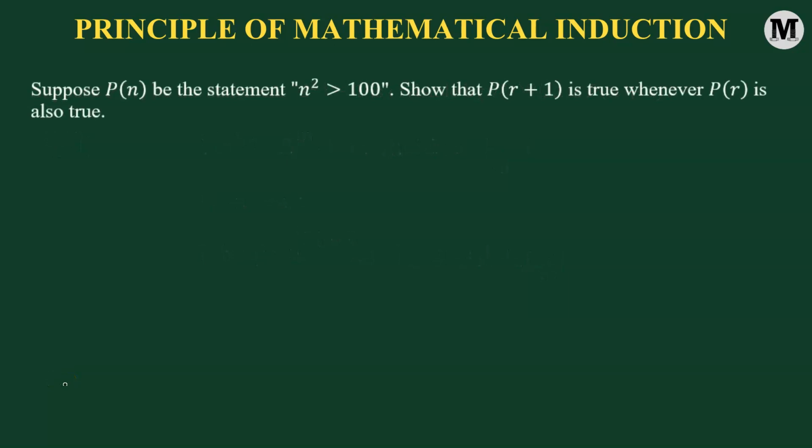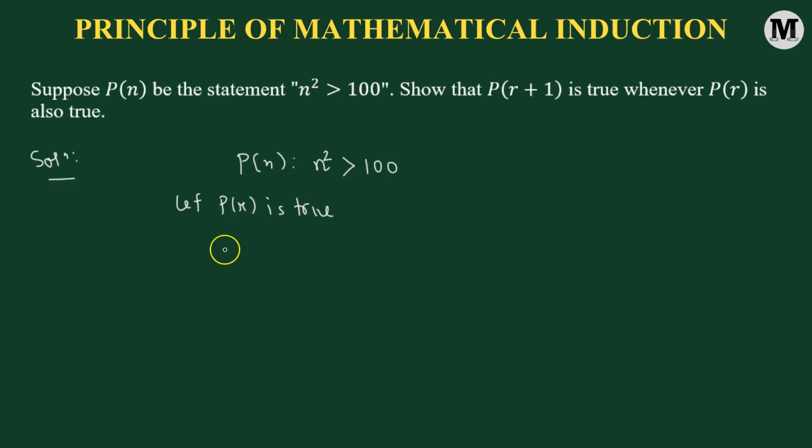So here we have a statement P of n given by n square greater than 100. We need to show that P of r plus 1 is true whenever P of r is also true. Okay, let's try to understand this problem. So here we have a statement P of n such that n square is greater than 100. This is already given to us. So we'll first assume that P of r is true.